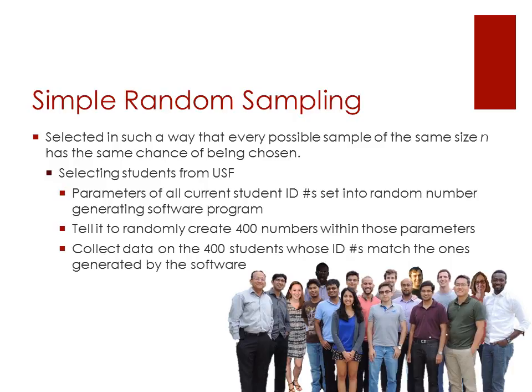If you Google it, you'll find a host of different programs you can use, and you would go through and set the particular parameters. Now, I'll ask it to go through and randomly create 400 numbers using those parameters. This makes it completely random. After that, I match those 400 numbers it's randomly created to the actual student IDs and collect the data from those 400 students. This would be a simple random sampling of students at USF.